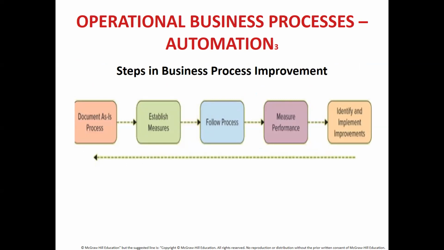Now, operational business process automation, steps in business process improvement. If you look at that diagram over there, you have the document as-is process, that means the current measures or the current processes. After that, you'll try to establish measures to improve them. And then you'll follow a process, measure the performance, and identify and implement improvements. So this diagram is talking about the current procedures and the series of tasks you can take to improve the processes even further.